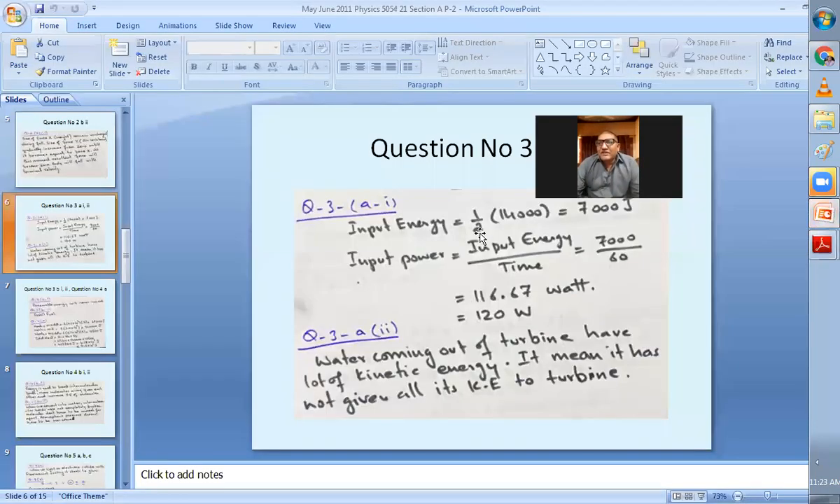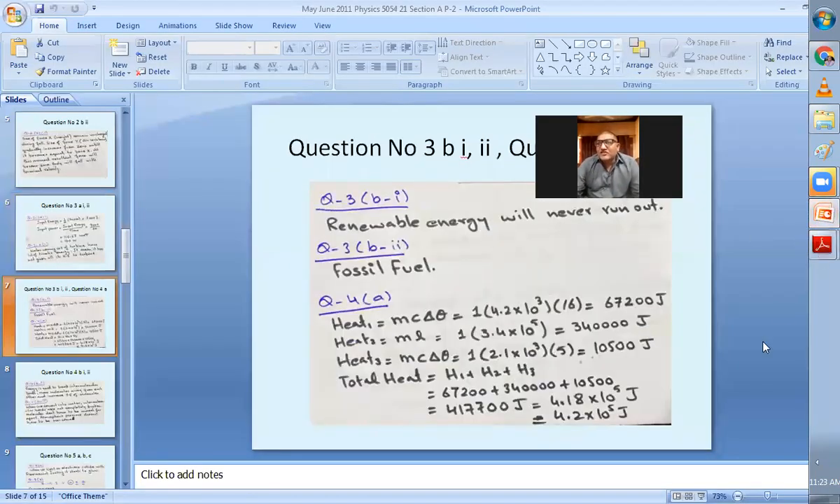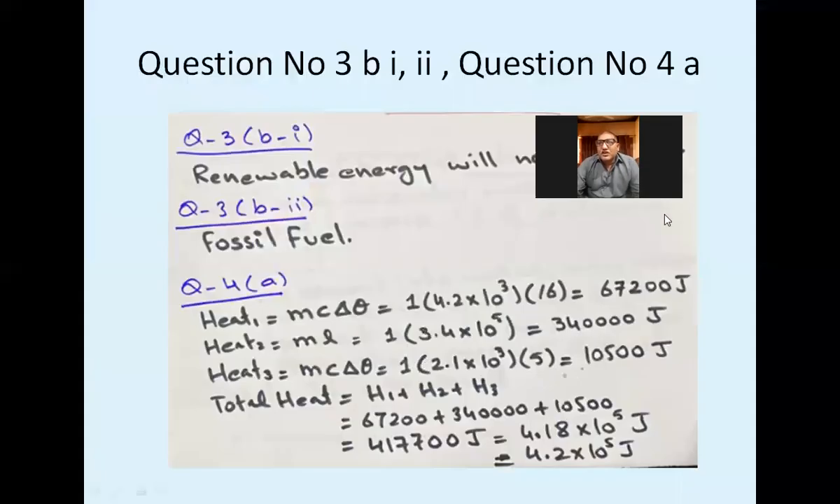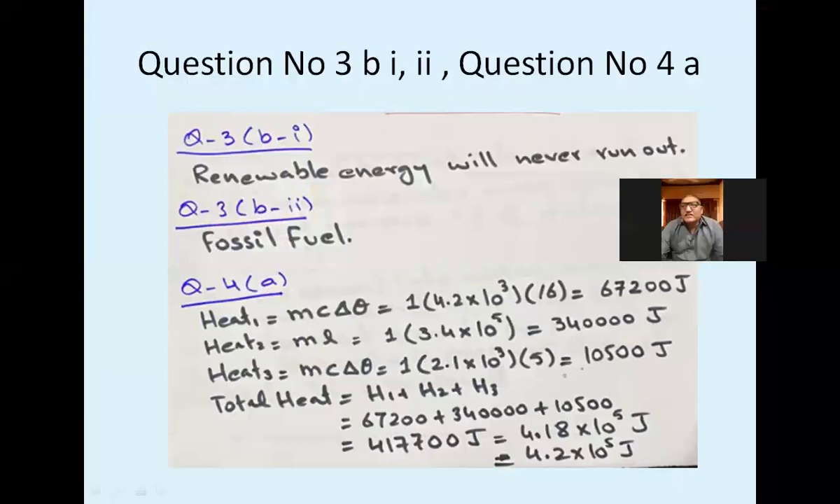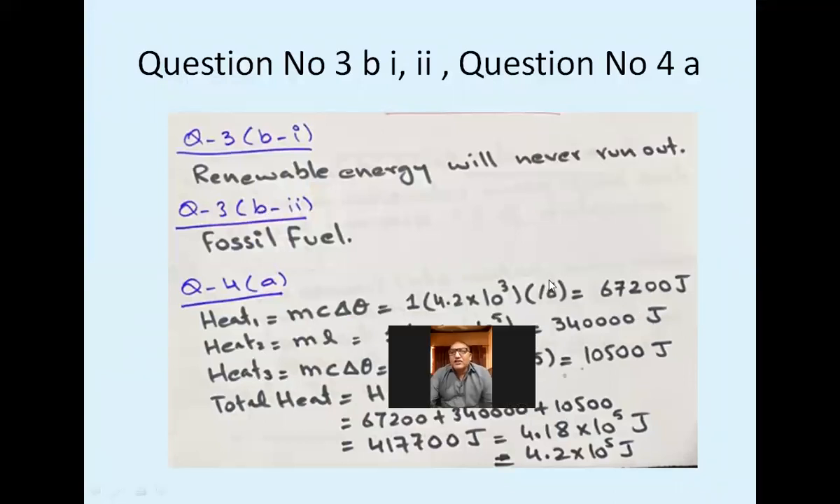Okay. So I have written this answer. Let me show you my answer. Very simple and a famous question. What is a renewable energy source? A renewable energy source is a source that will never run out. A very simple 1 mark question. And then let's move to the next part.